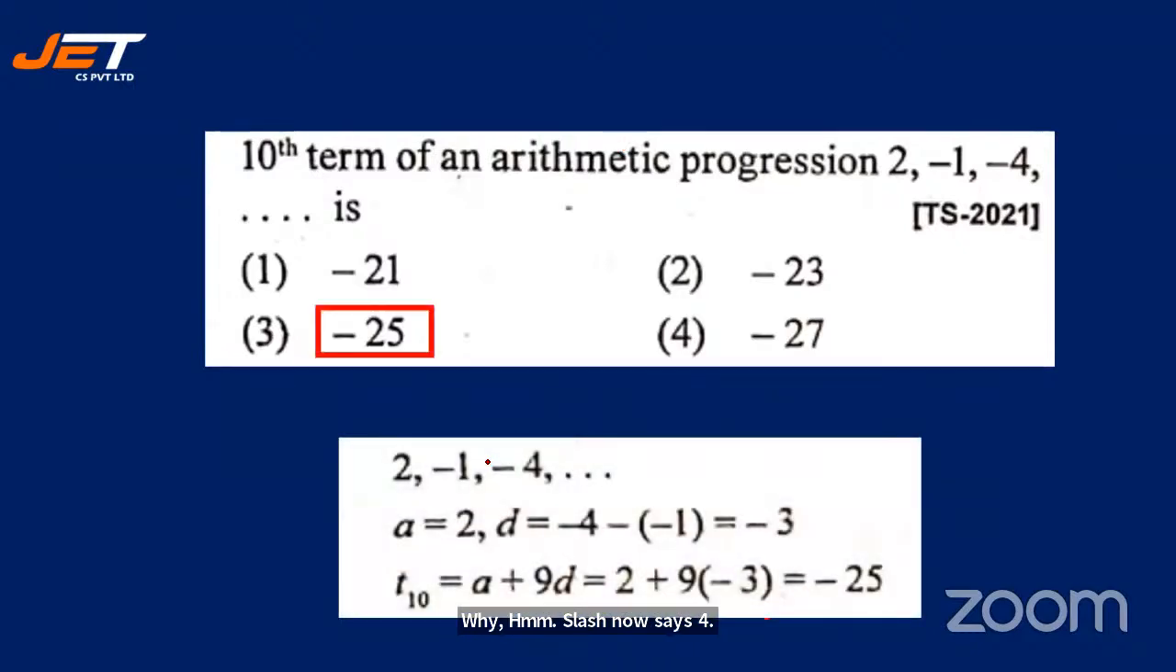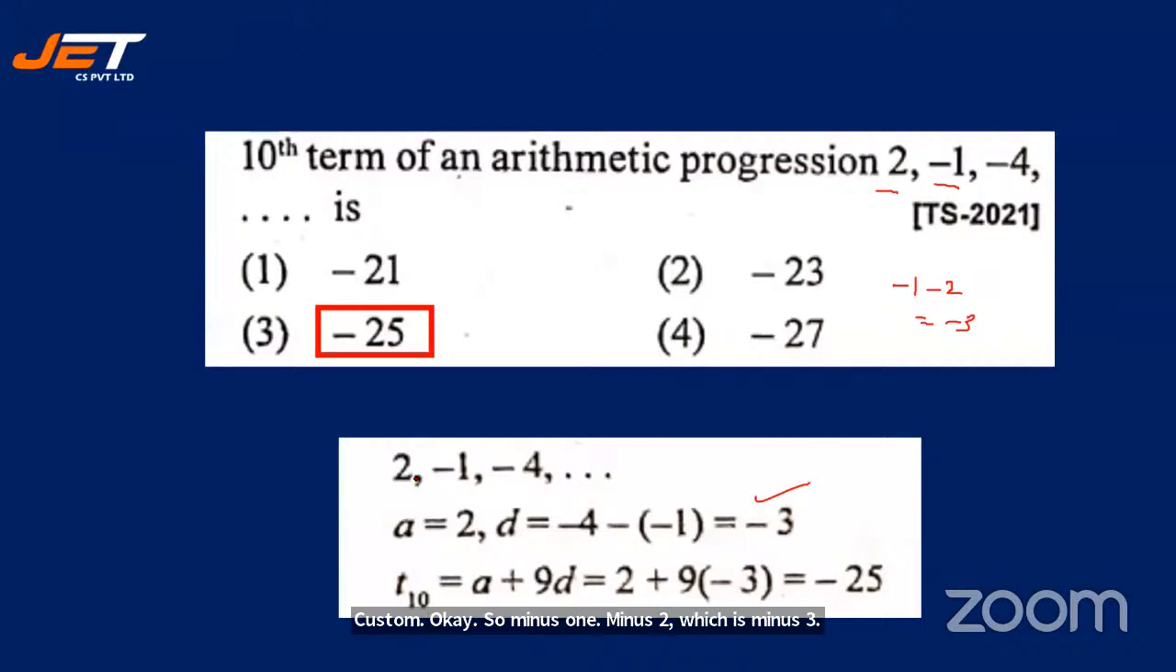See how? The series is 2, minus 1, minus 4. A is 2, D is minus 1 minus 2, which is minus 3. Or you can also do it in a simple way of calculating: your D is second term minus first term. So minus 1 minus 2, which is minus 3. Anyway, you can calculate. Absolutely no issues.